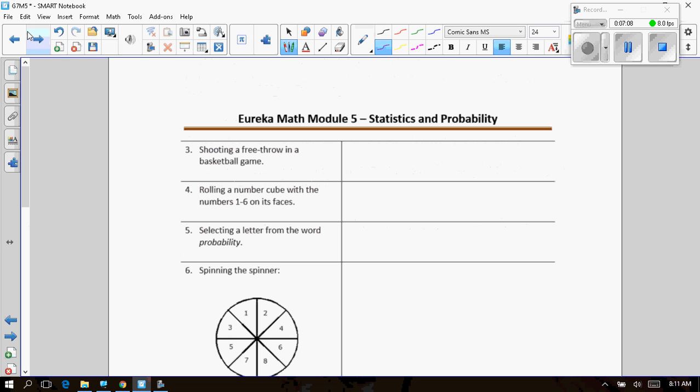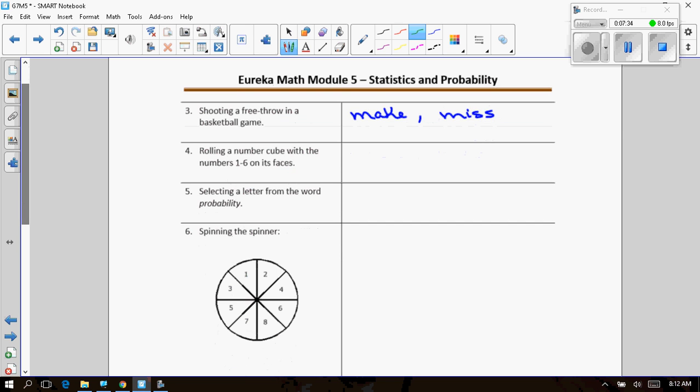Top of page 19. Shooting a free throw in a basketball game. Well, if you are shooting a free throw, you can either make it or miss it, right? Make and miss. Those are the only two choices you have. How about rolling a number cube, aka a die, right? We have one die, 2 die or dice, but we only have one. What are the different possible ways we could roll that? We could get a 1, a 2, a 3, a 4, a 5, and a 6, right? Because this is a 6-sided die.